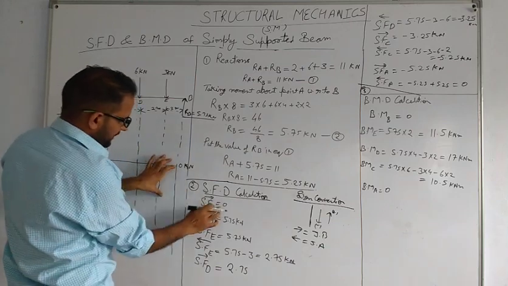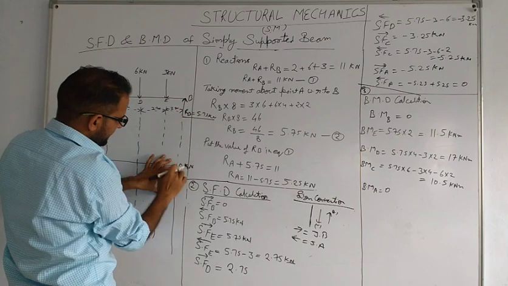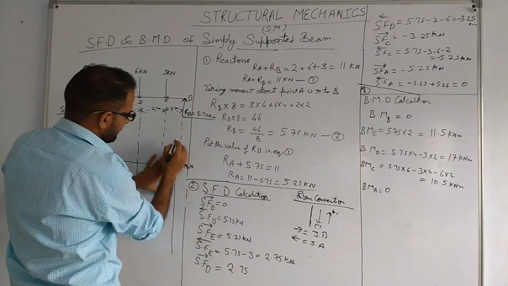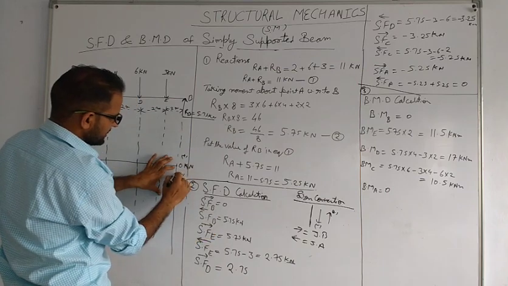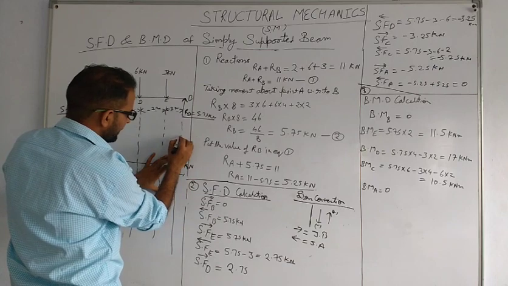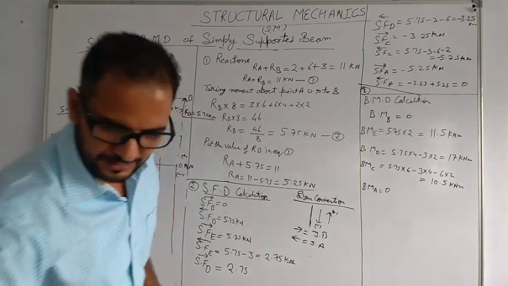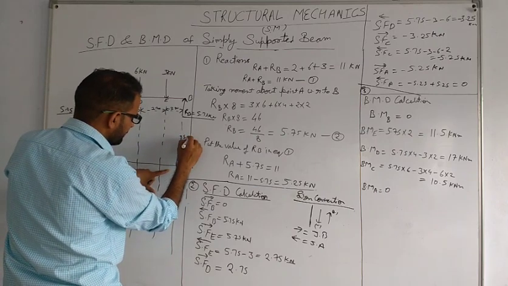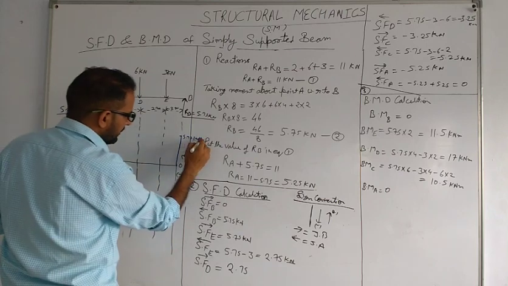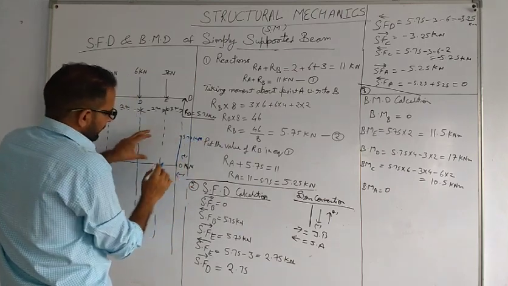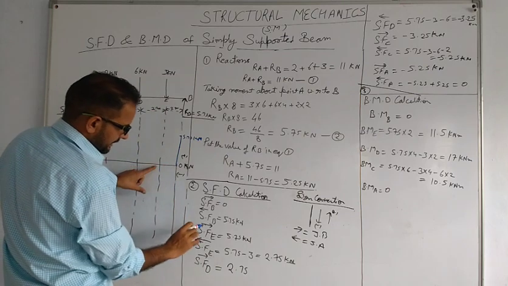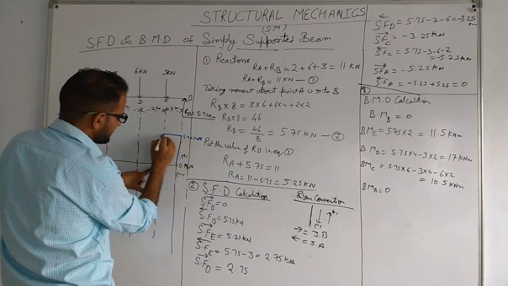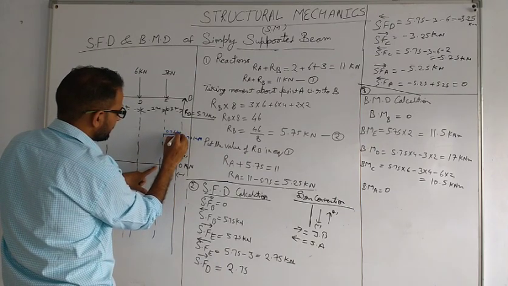Shear force at point B is 0 kilonewton, and then shear force at point B just after is 5.75 kilonewton, which is positive. This side is positive and this side is negative. So this is 5.75 kilonewton. Now at point E, just before, it is the same 5.75. We will join this line. This is 5.75 kilonewton here.